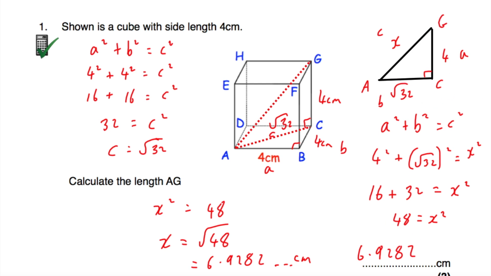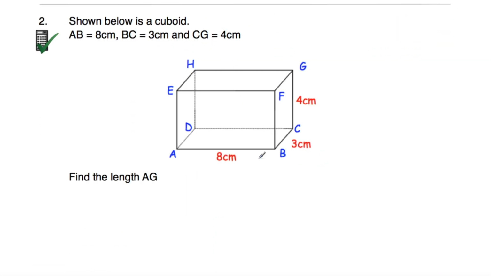Okay, let's have a look at our next question, question number 2. This time we've got a cuboid and we've got the lengths of some of the edges. We've got that AB is equal to 8 centimeters. So that means that DC would be 8 centimeters, EF would be 8 centimeters, and HG would be 8 centimeters as well. And then we've got the length of BC. BC is equal to 3 centimeters. So that means that FG would be 3 centimeters, EH would be 3 centimeters, and AD would be 3 centimeters.